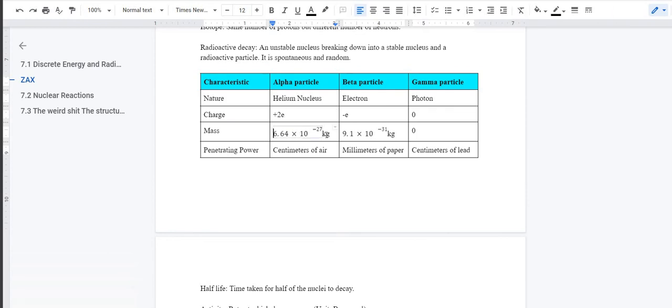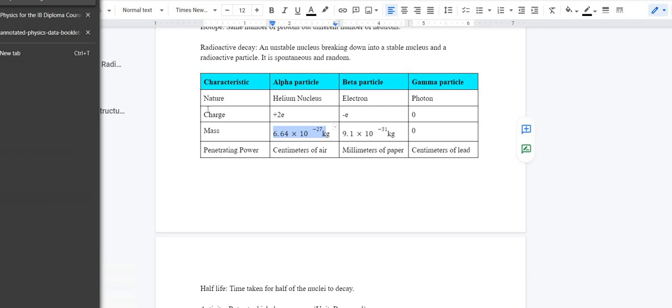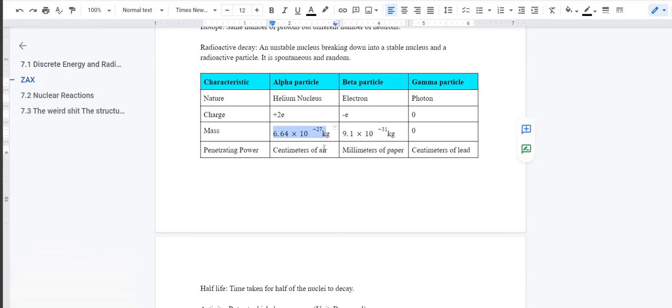Alpha particles have the mass of a helium nucleus, which is 6.64 times 10 to the power minus 27 kilograms. I don't think you need to know it. It might be in the data booklet, I'm not sure, but in most cases in the exam, they'll give it to you if you need to work with it. And its penetration power, as in how far it can go before disappearing or ionizing, is just a couple of centimeters of air.